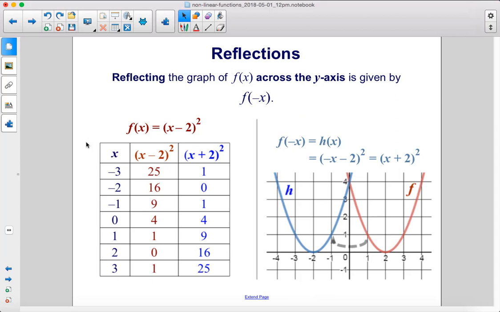Reflecting the graph of f of x across the y-axis is given by f of negative x. So we start with f of x equals (x - 2)^2, f of negative x equals (-x - 2)^2, or (x + 2)^2. And you can see how this f of x graph has been reflected across the y-axis.